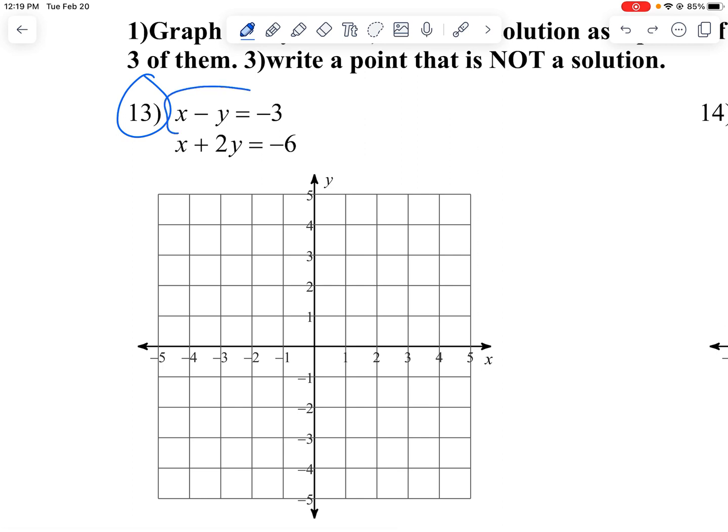I'm going to put these in different colors. So my first one I'm going to do in blue. Subtract x on both sides. Now I got -y equals -3 minus x. There's no number in front. The number is -1. So I'm going to divide everything by -1. And now I got y is 3 plus x. Positive 3 plus positive x.